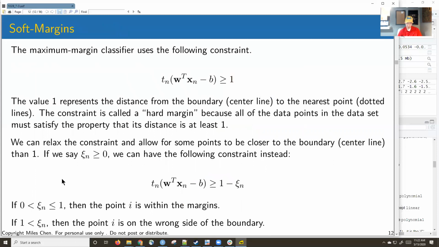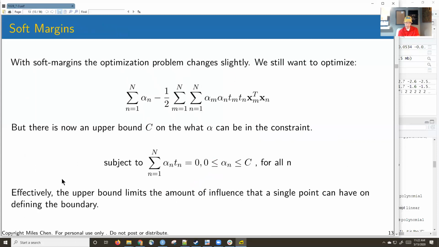And I'm skipping the math. You can check the textbook. But apparently, when you do a soft margin, the optimization problem equals the same, except the constraints that we would use would be that the alpha value, which is basically how much influence a point can have, has an upper limit, okay? A single point can't overly influence the boundary such that it forces the boundary to conform to its will or something. That's the effect that it has on defining the boundary.